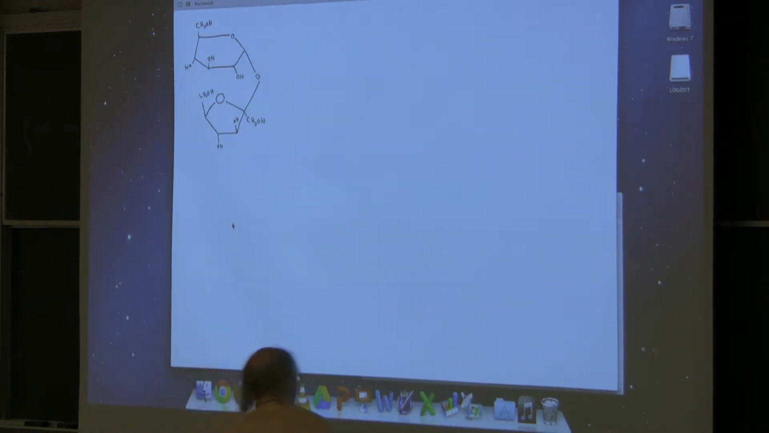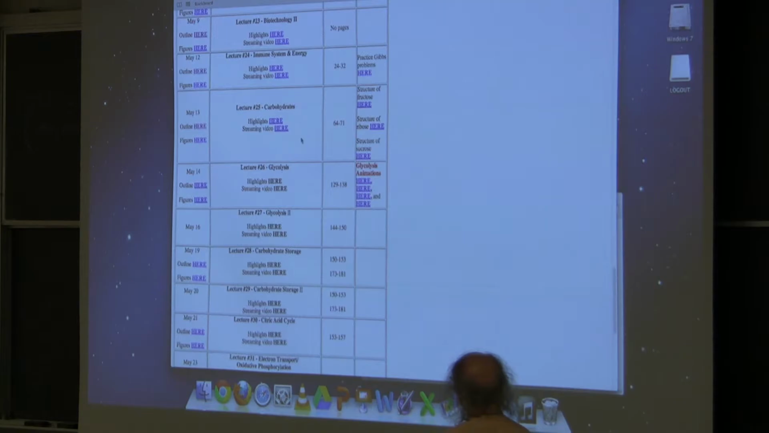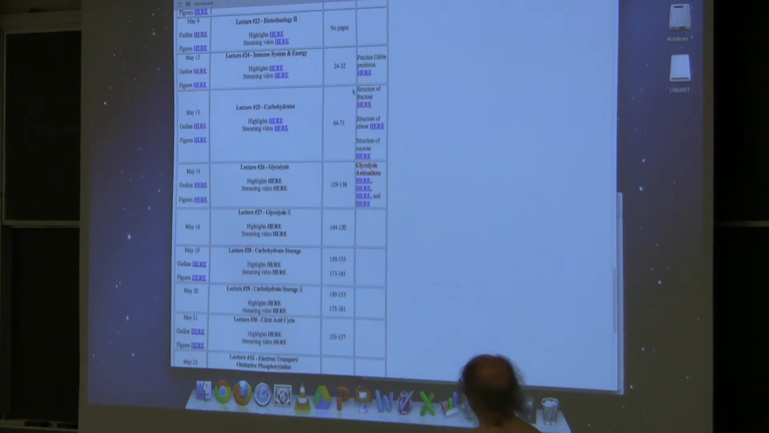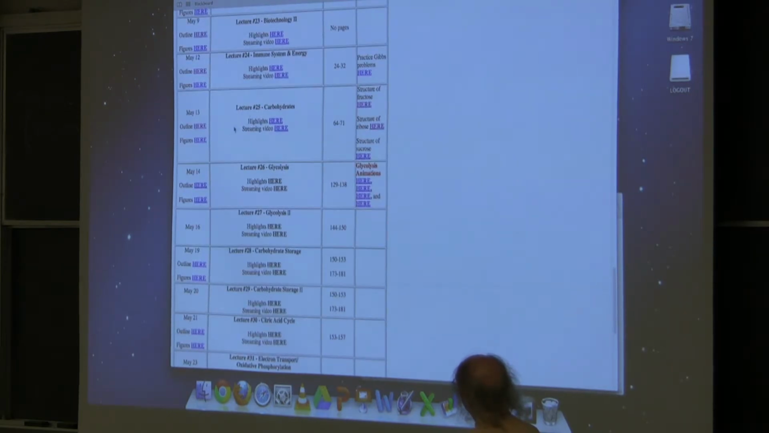Oh, and by the way, I forgot to mention this also. Your book, which is the book I wrote, doesn't have structures of fructose in it. I discovered that later. So I have various structures. There's a structure of fructose, and there's a structure of ribose, and those are things that you're responsible for. Okay? So you can pull those out of there.